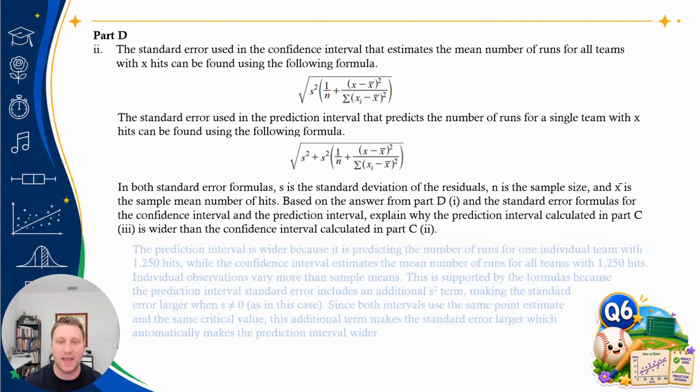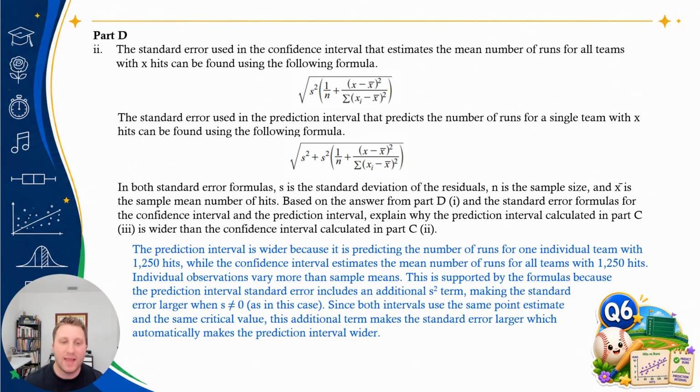And we said the prediction interval is wider because it's predicting the number of runs for one individual team with 1,250 hits, while the confidence interval estimates the mean number of runs for all teams with 1,250 hits. Individual observations are known to vary more than sample means.